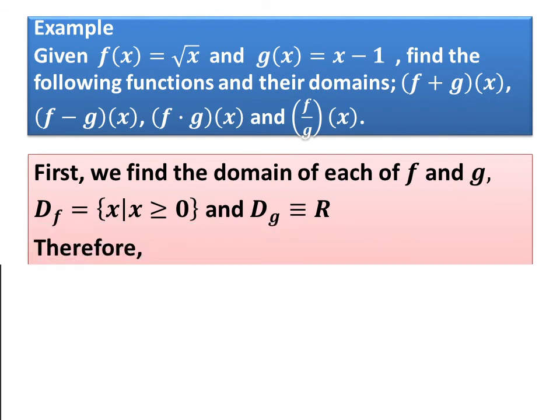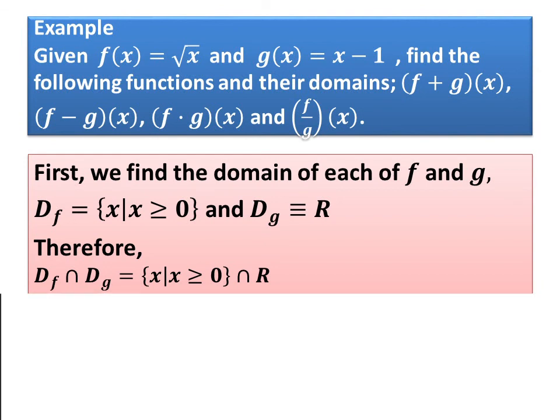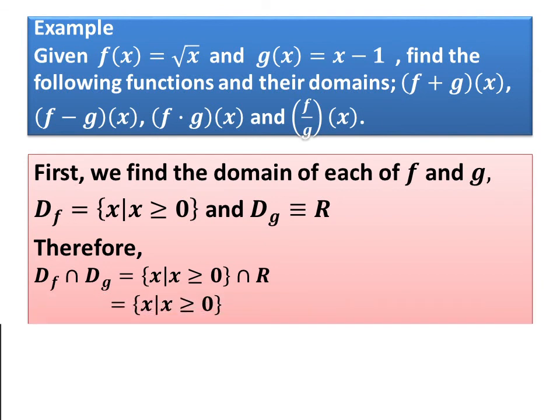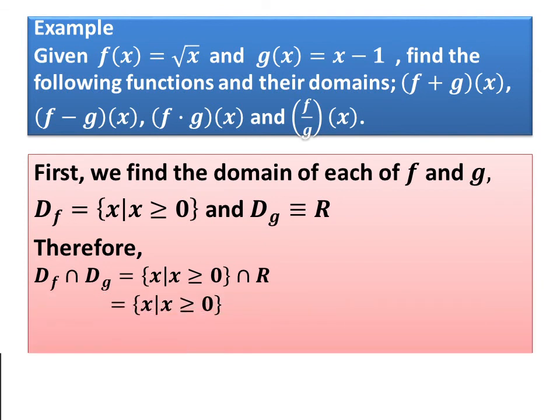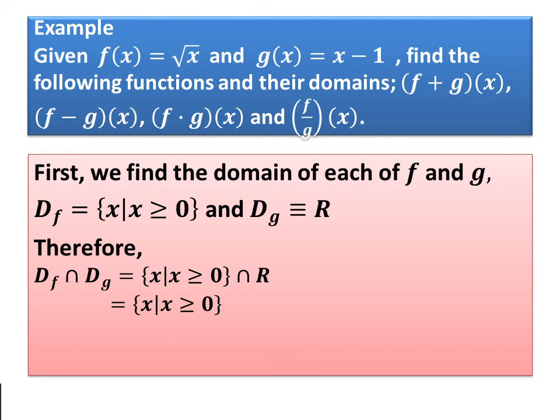So let's start by f of x. Here we have f of x to be square root of x. So what's the domain of square root of x? Yes, the domain of square root of x is the set of all real numbers which makes what's under the root greater than or equal to 0. So here we have df equals the set of all x such that x is greater than or equal to 0. Okay, what about g of x?